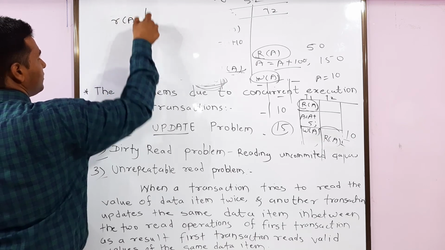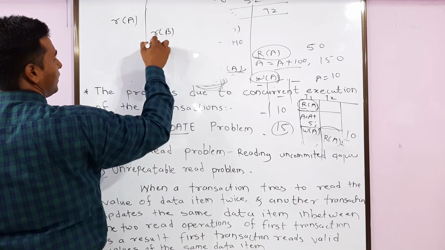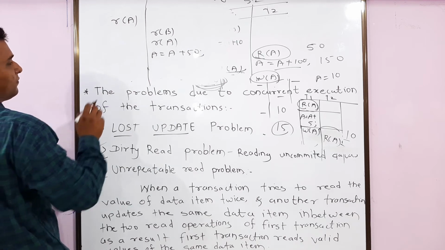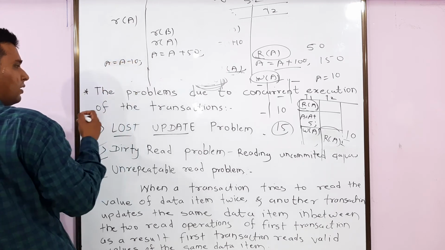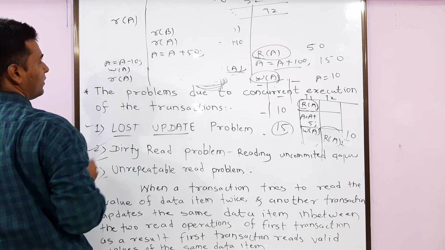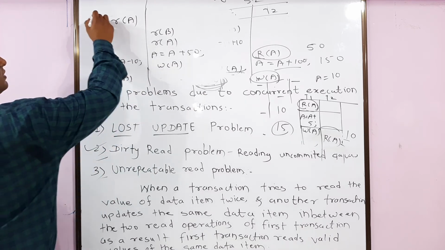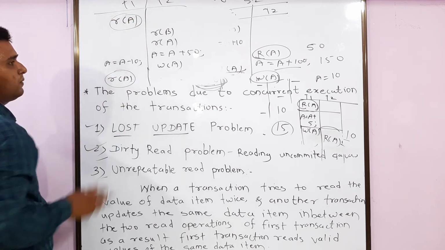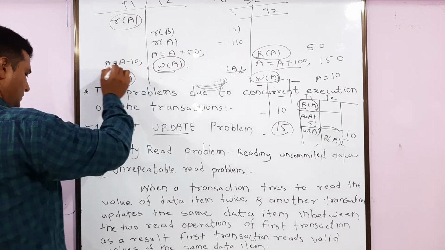So this is one transaction, let's say read A, then read B, and then read A. Now A is equal to A plus 50, like this, and again it is going to have a write operation, A is equal to A minus 10, then write A. So in this schedule of T1 and T2, you can see that transaction T1 is reading the value twice, and in between there is a write operation. So this is called the unrepeatable read problem.